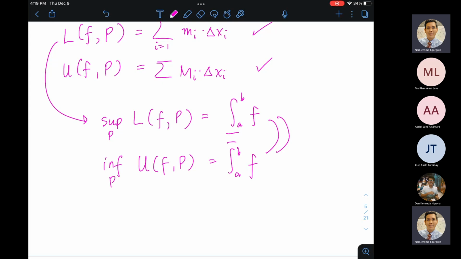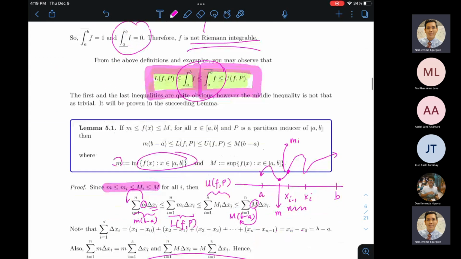So that's why we need to develop some easier ways on how to determine Riemann integrability. And on our way there, we need to establish one nice inequality, okay, which will prove to be useful later. And I think doon tayo tumigil. Sinabi natin na, okay, ito ay isang magandang inequality.